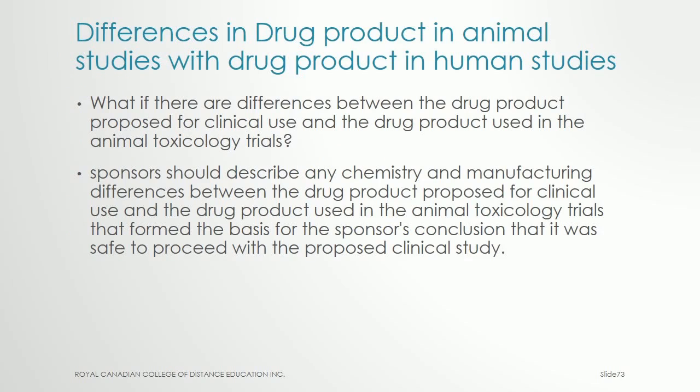Differences in drug product in animal studies with drug product in human studies. What if there are differences between the drug product proposed for clinical use and the drug product used in the animal toxicology trials? Sponsors should describe any chemistry and manufacturing differences between the drug product proposed for clinical use and the drug product used in the animal toxicology trials that formed the basis for the sponsor's conclusion that it was safe to proceed with the proposed clinical study.